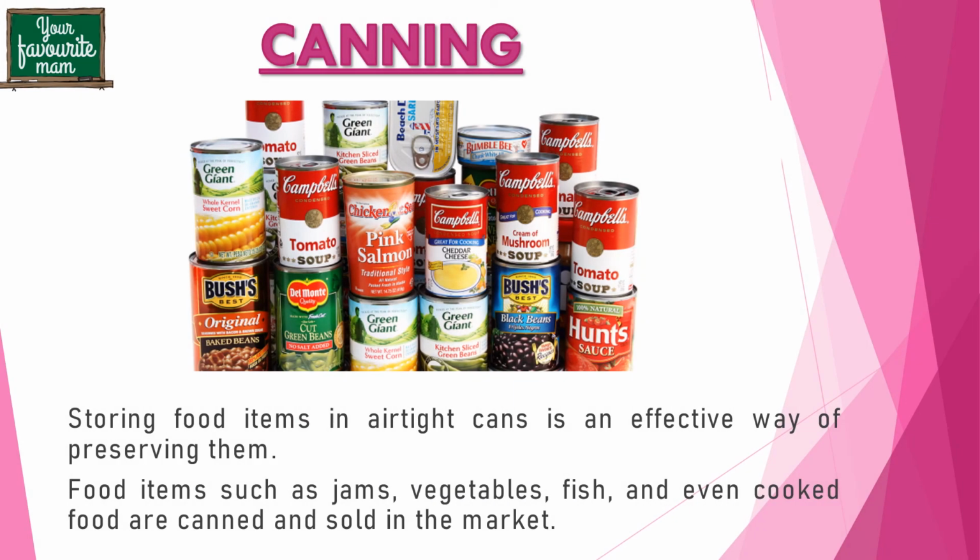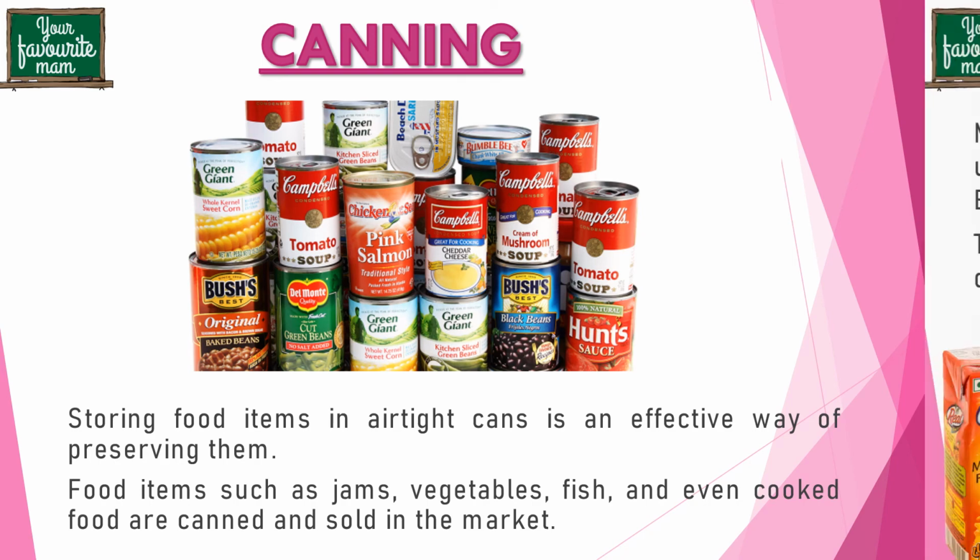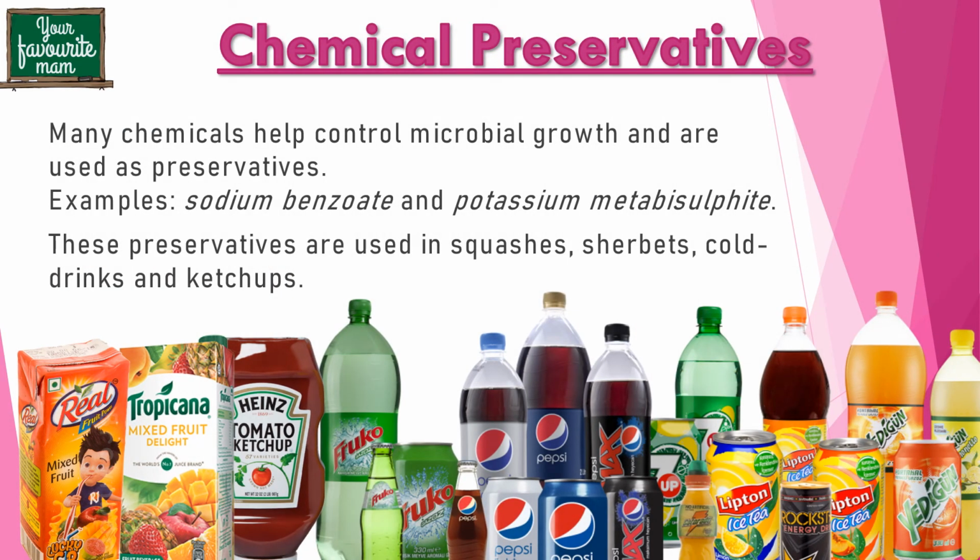Canning is another such method of food preservation in which food items are stored in airtight cans. Food items like jams, vegetables, fish, and even cooked food are canned and sold in the market. For the preservation of certain foods, some chemical preservatives are added which help control microbial growth, for example, sodium benzoate and potassium metabisulfite. These preservatives are used in squashes, sherbets, cold drinks, and ketchups, etc.